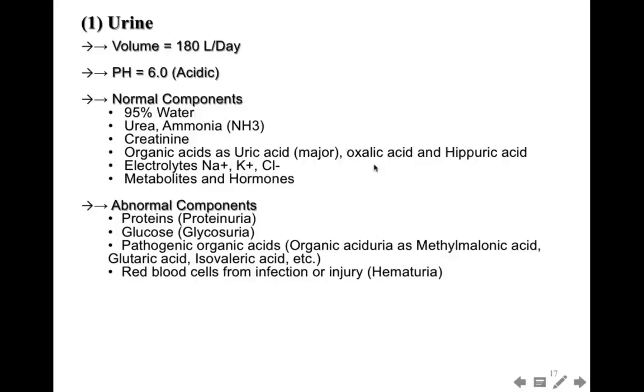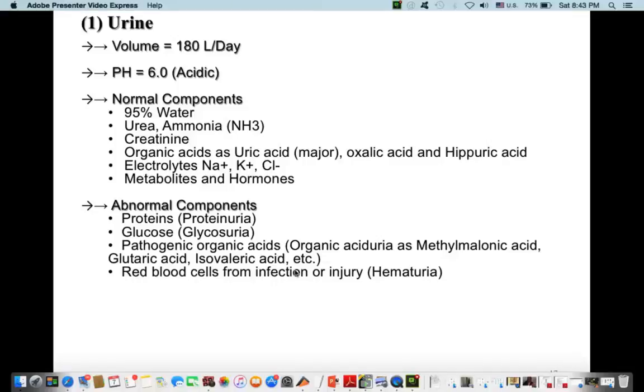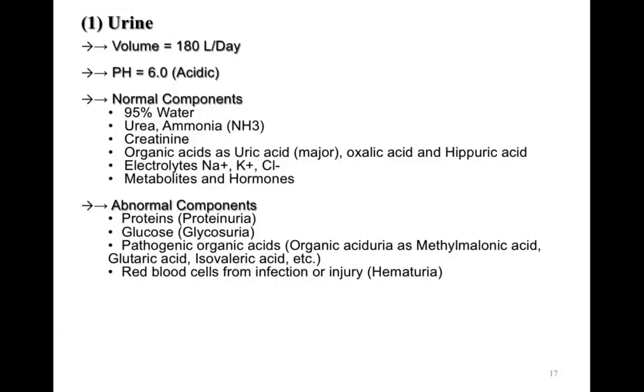On the other hand, it could be an indication of a pathological condition called organic aciduria if they abnormally exist or are elevated in urine. Common conditions are methylmalonic aciduria, glutaric aciduria, and isovaleric aciduria, where methylmalonic acid, glutaric acid, and isovaleric acid are, respectively, highly elevated in urine.